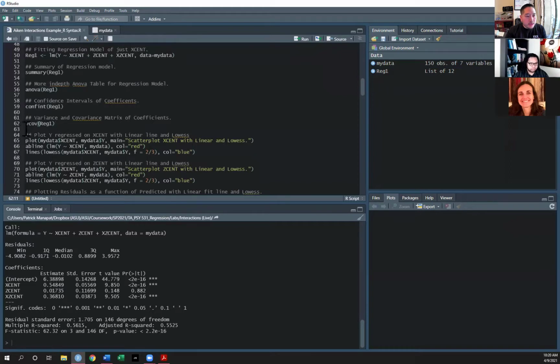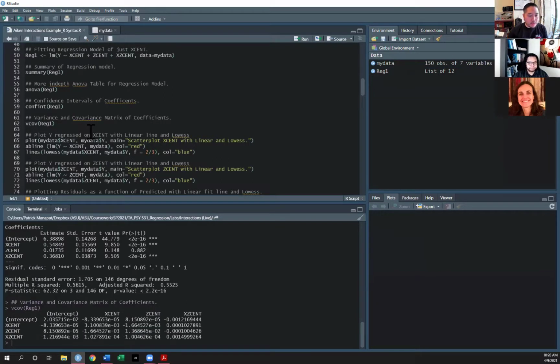Here, this function bco gives you the variance and covariance matrix of the coefficients. I'll just show you this real quick, but you don't need to worry about this too much. This is a covariance matrix of the different coefficients: x-cent, z-cent, and x-z-cent. Remember, this isn't the covariance matrix of the data or the individual variables. It's how the coefficients are related to each other.